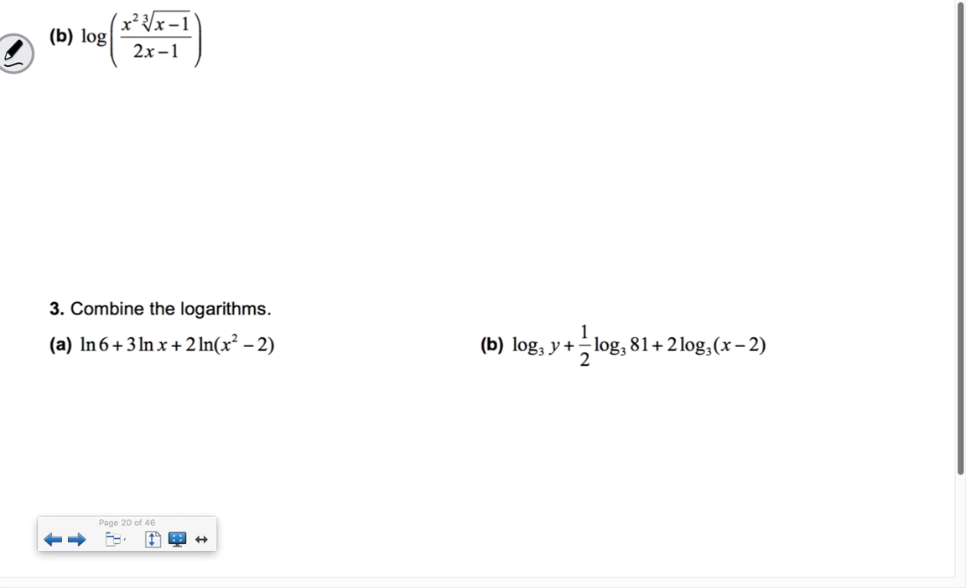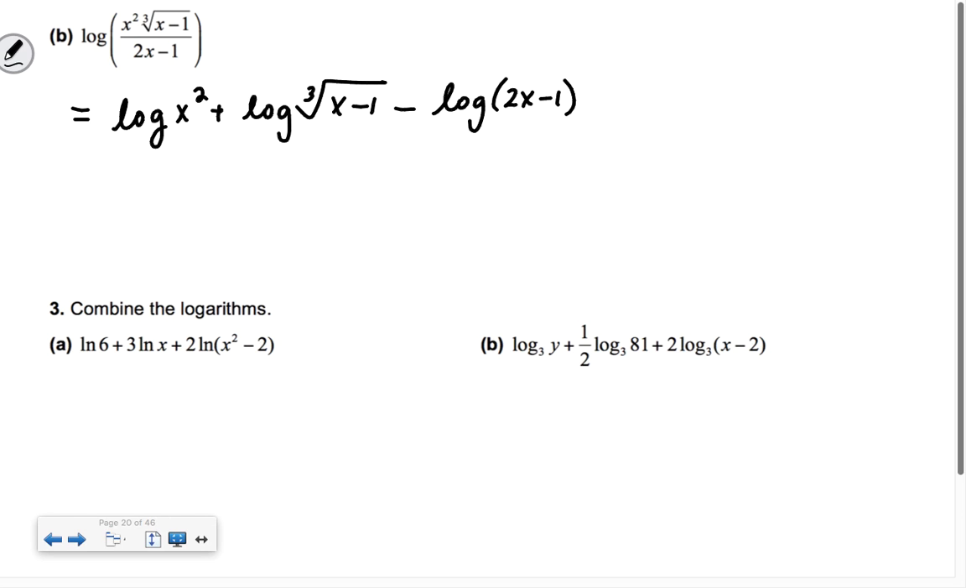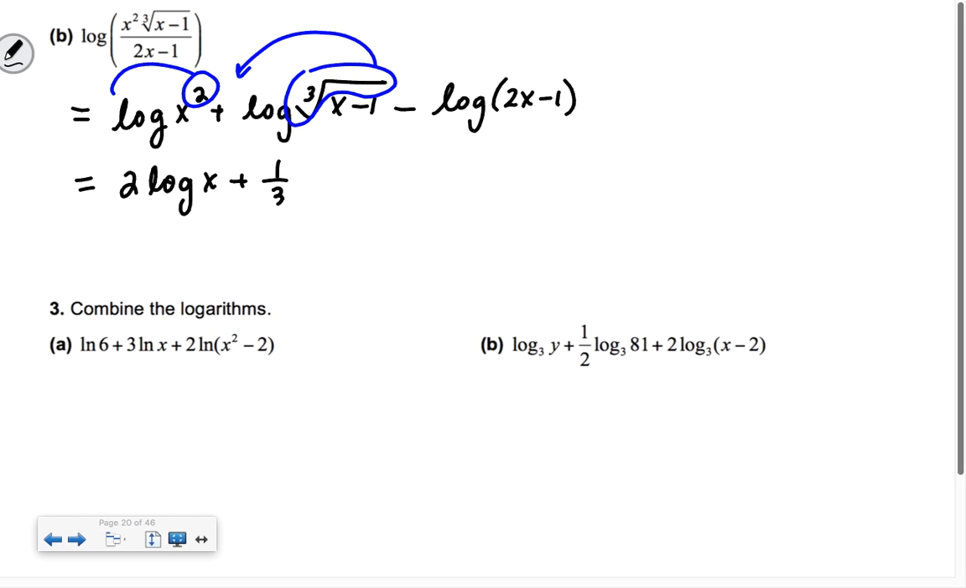So we're going to try to expand it out. So we're going to have log, the numerator is going to break into log of x squared plus log of the cube root of x minus 1. Then we're going to have minus log of 2x minus 1 in parentheses. Do you guys all have that? And then the last step, we bring powers to the front. So if I have this cube root, what power is that? 1/3. So I'm going to have 2 log of x plus 1/3 log of x minus 1 minus log of 2x minus 1. That's it.